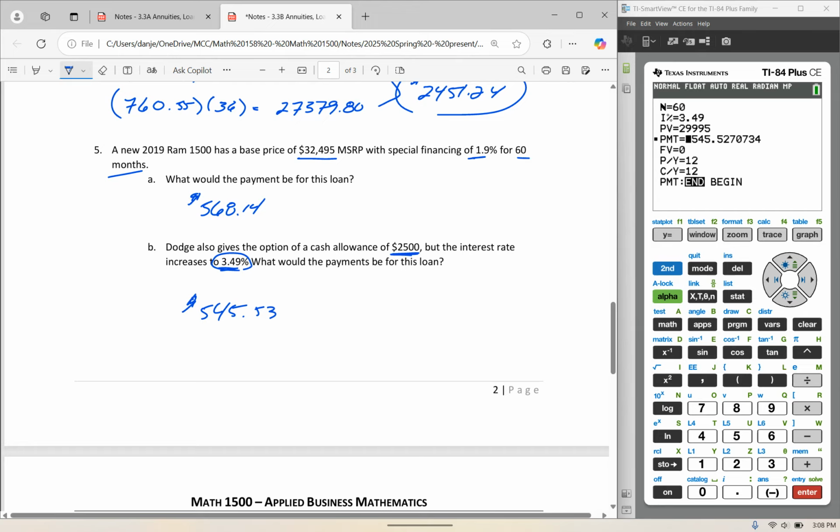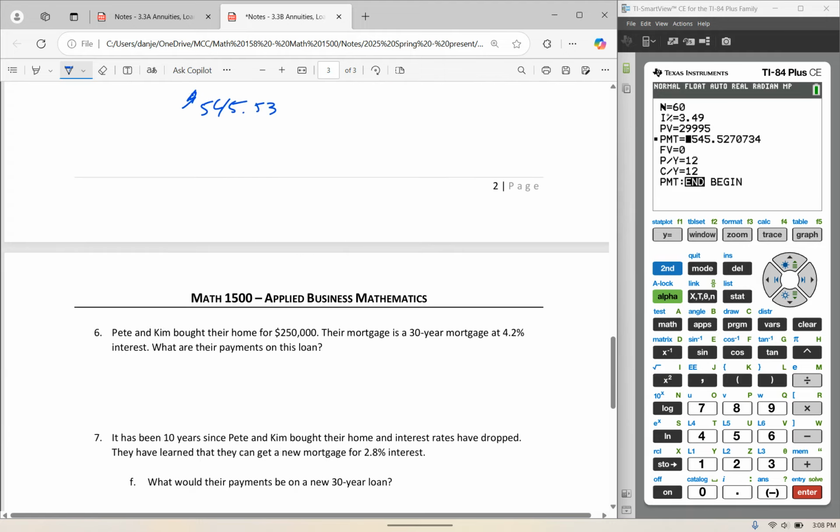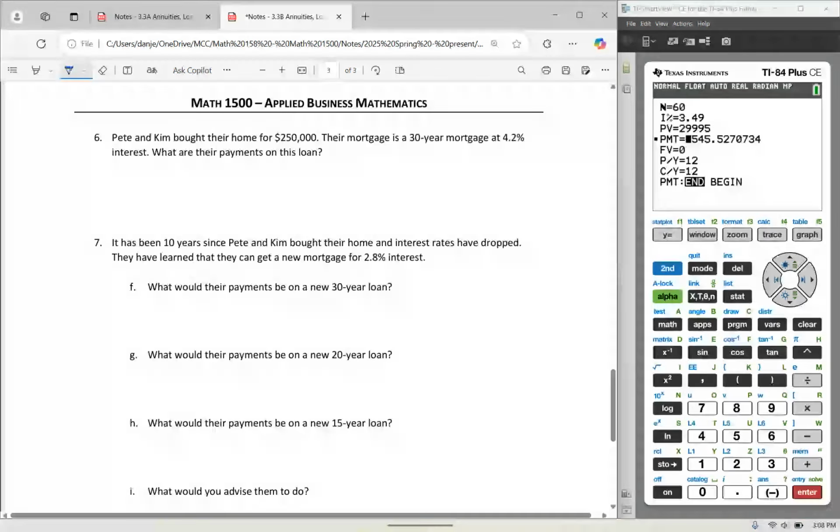I've also seen where you're better off with the higher amount financed for the lower interest rate. You've got to do the math when you're buying anything, including a vehicle. Let's look at some mortgage problems.